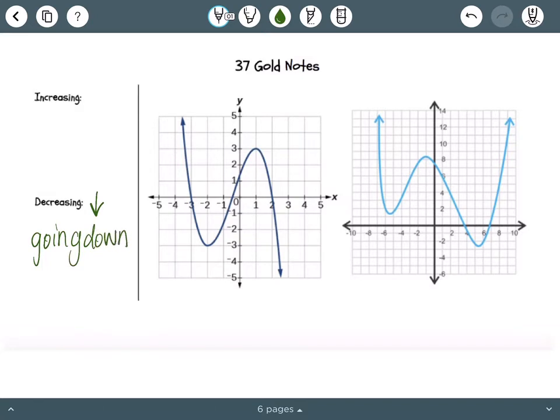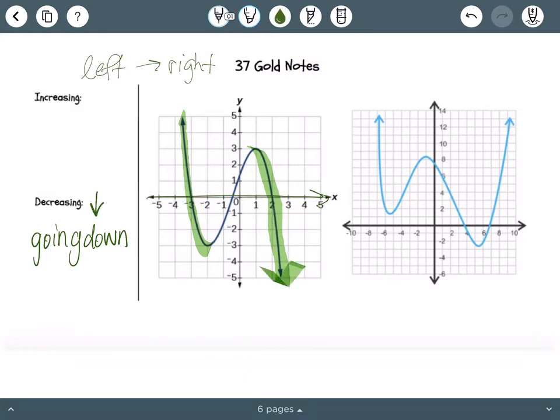In addition to increasing, we also have decreasing, which means going down. I always am looking from left to right as per usual, so I'm moving across my graph in this direction. I know that I am decreasing as I'm headed down this way, and then up, I'm going up, and then here I'm decreasing again.